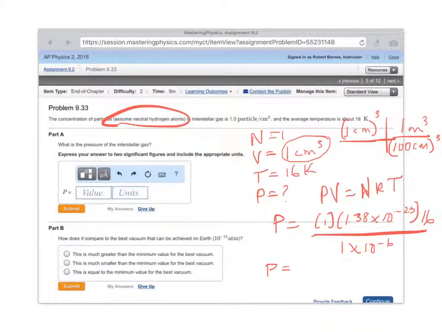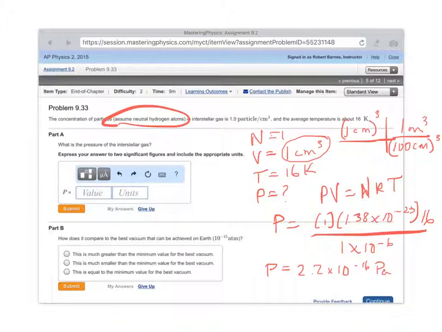Let's see. I get 2.2 times 10 to the negative 16th pascals. Let me double check that, see if that looks right.